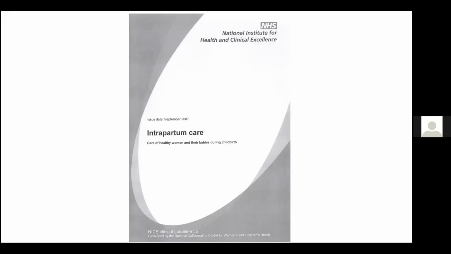So we are using the National Institute, the NICE guidelines, right? The NICE guidelines were developed in the UK, and this guideline is what is called the intrapartum care guidelines. When we do CTG interpretation, you can use FIGO guidelines, but in our context and for the purpose of this lecture, we're going to be training you on the use of the NICE guideline.